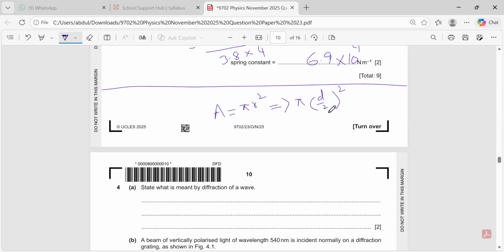We are not given the radius actually. We are given the diameter. So instead of converting diameter into radius and then placing, let's save our time. Simply pi r square, we can write pi d square by 4. Is that okay? Yes, okay. Because if it was radius, we could use radius also, but in this case, we are not given the radius.